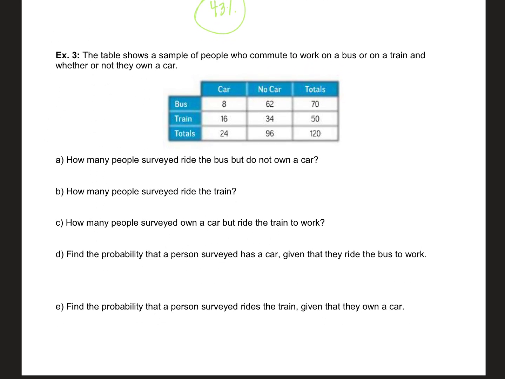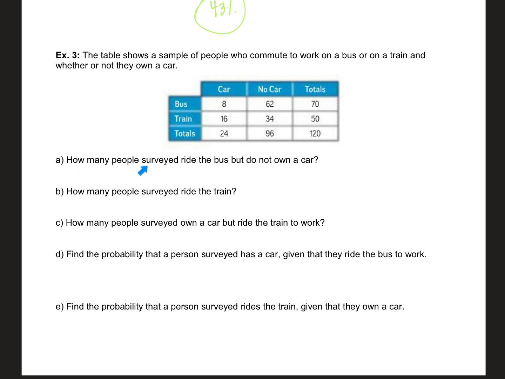Last example. Example 3 says the table shows a sample of people who commute to work on a bus or on a train and whether or not they own a car. So again, let's understand our table. Bus, train, and our totals. Then the number of people that ride a bus but have a car, the number of people that ride a bus with no car, people that ride a train but also have a car, people that ride the train but have no car. Notice how I'm doing this. Then our total number of people that have cars, total number of people that don't have cars. Then total number of people that are in this sample.